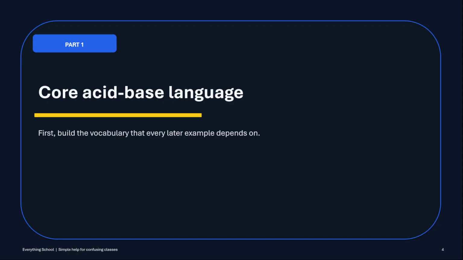Slide 4. Part 1. Core acid-base language. First, build the vocabulary that every later example depends on. This slide is a section divider, so the goal is to slow down and set up the foundation. Before we use pKa, before we predict direction, and before we draw curved arrows, we need the basic language. Terms like acid, base, conjugate acid, and conjugate base are not just vocabulary words. They are labels that tell you what happened in the reaction. So in this first part, focus on learning the words in a useful way, not just a memorized definition way.